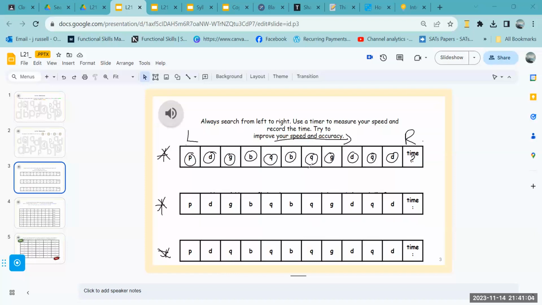Now, if you make a mistake, that's absolutely fine. But the point of repeating something is that as you do the next few lessons on developing your visual processing skills, those mistakes should become far fewer, all right?